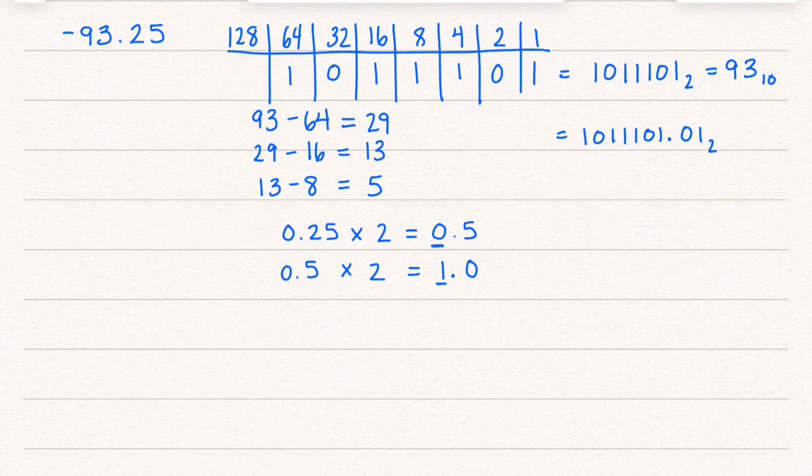So that means my whole number here, 93.25, is 1011101.01. So I now have my 93.25 in binary.